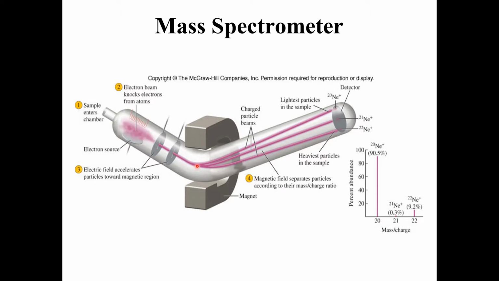Most of these particles have the same charge. They're all basically the same number of protons. What is different is the number of neutrons. So it really is the mass that is different. And so depending on the number of neutrons in each one of these atoms, you're going to have a different level of curving here.